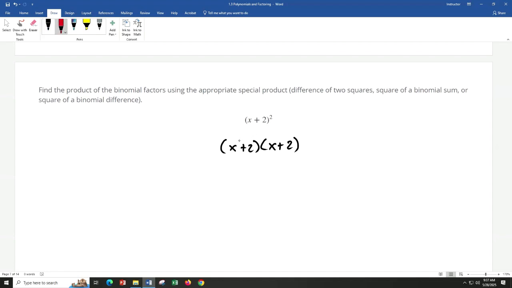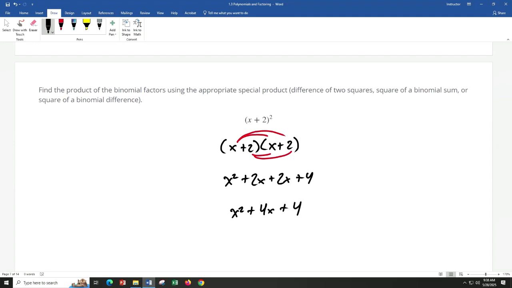So notice if you want to do the FOIL method on this one, you can. Whenever you look at your notes later, you'll see that I did use the formula on this one. Yeah, I did both, except I did the both as a check. Notice we can come in here, we've got x squared plus what? Plus 2x plus 4, and that will simplify into x squared plus 4x plus 4.